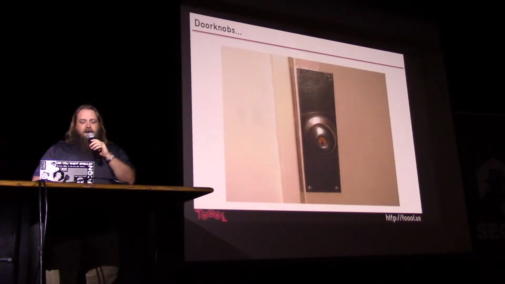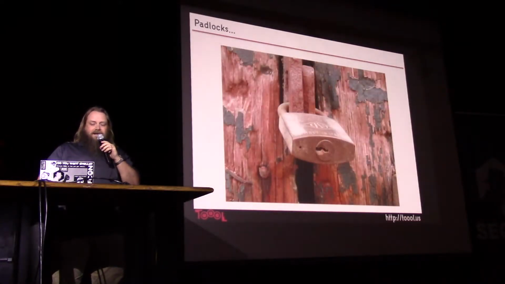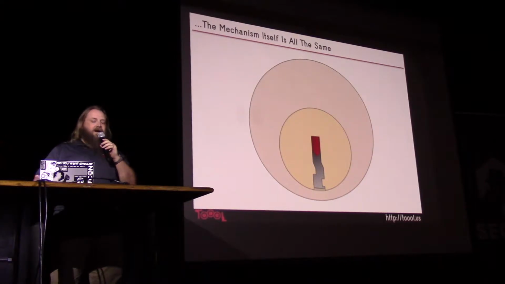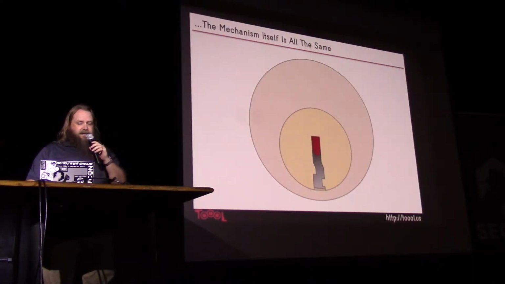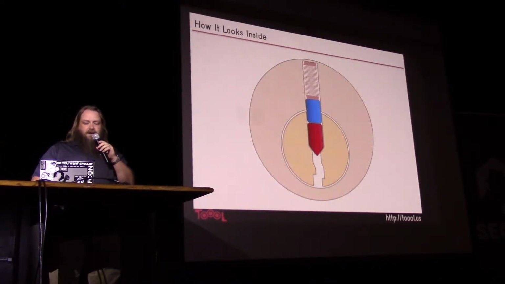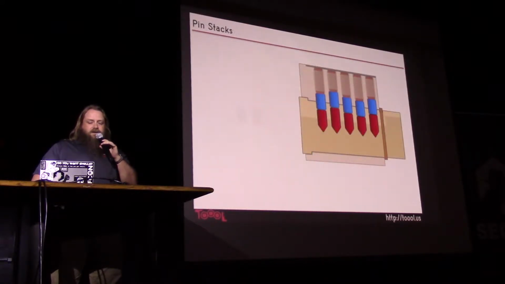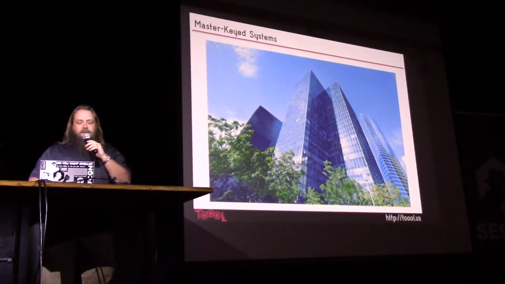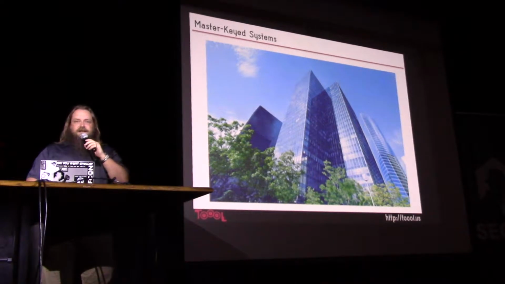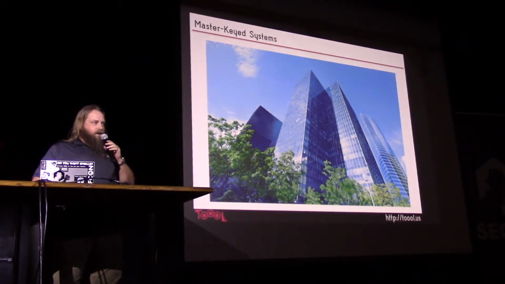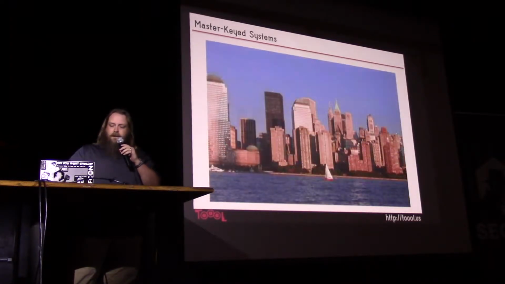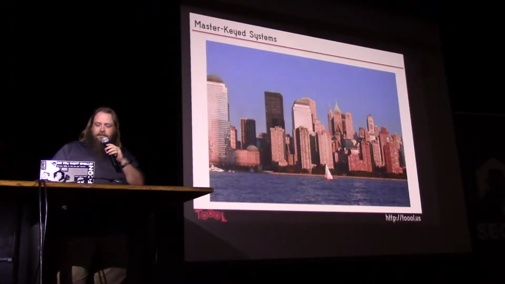Okay, first off, doorknobs, padlocks, deadbolts, this applies to all of them. They all have the exact same mechanism on the inside. This is kind of what it looks like on the inside. Here's the pin stacks. By now, if anybody's picked locks, you already understand all of this. The important part that I'm going to talk to you about tonight is the master key systems. So we see these in corporate, we see these in educational institutions, and another corporate slide.